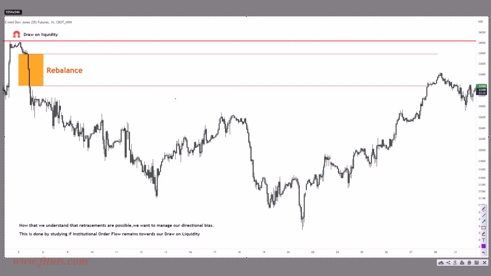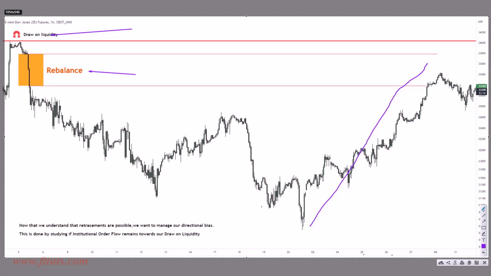So here we have two draws on liquidity. We have price needs to rebalance, and if price clears that rebalance, we have the initial draw on liquidity on the daily chart. As price walks towards this area, we're using institutional order flow, and we're studying it to see if price wants to remain trading towards that area. Okay, so how do we do that? We study institutional order flow.